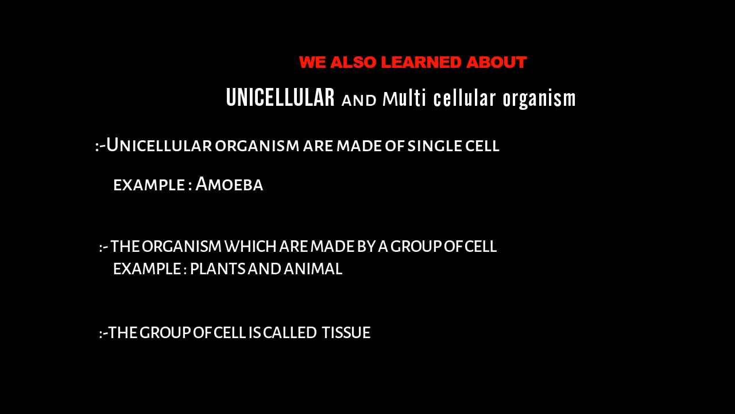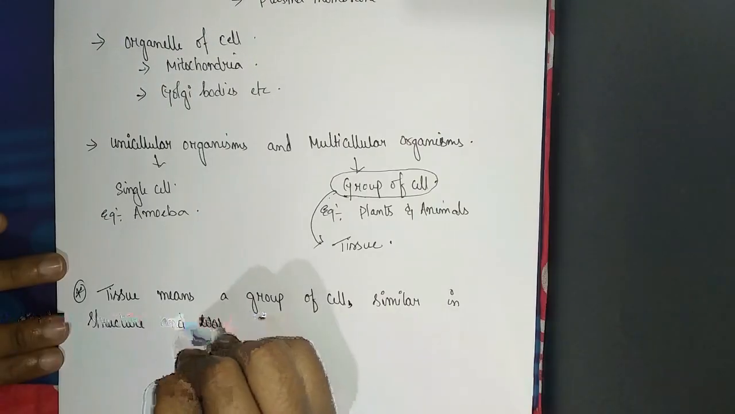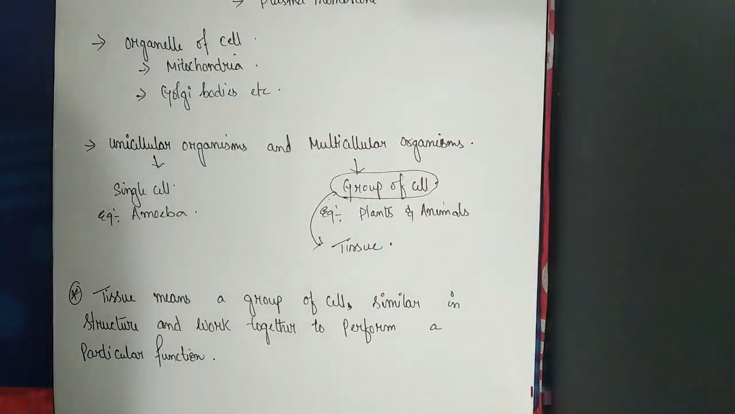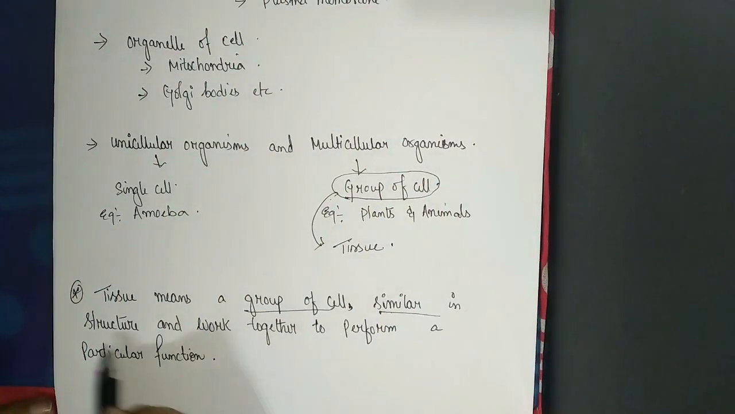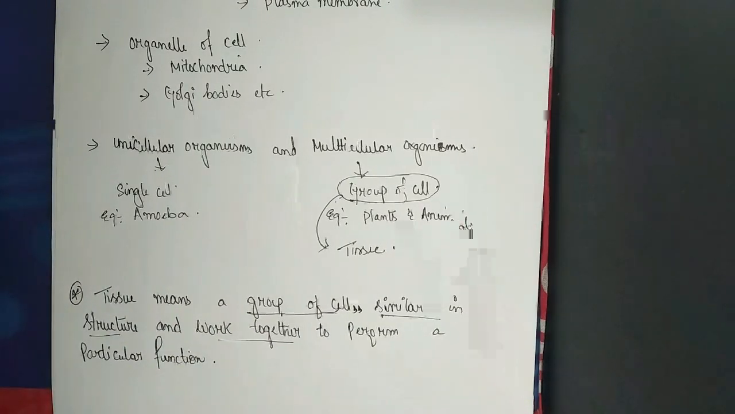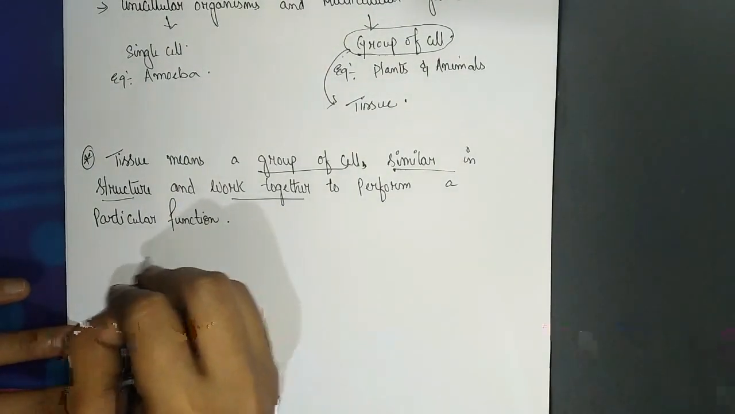So that group of cells is called a tissue. So tissue means a group of cells similar in structure that work together to perform a particular function. Means this tissue is a group of cells which are similar in structure and they perform a similar function. Means they work together in order to perform the function.